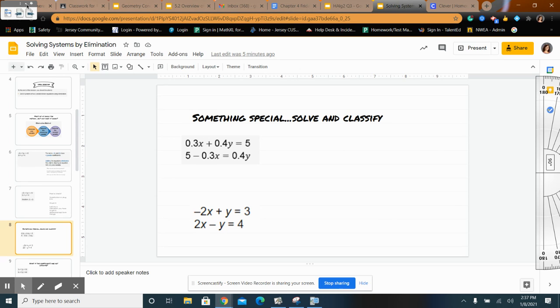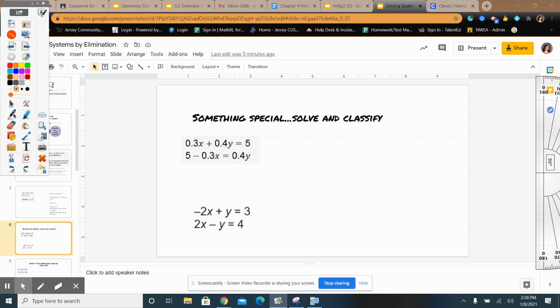Okay, something special. Let's solve and classify these. So what happens here? First of all, nothing is even lined up. In order to do elimination, you have to have everything lined up. I like it in standard form just because that's how it usually is when you do these problems. But this one is not. So we're going to do some rearranging here. I'm going to keep the 0.3x plus 0.4y equals 5. And I'm going to rearrange this so it's a negative 0.3x. I'm going to subtract the 0.4y. And then I'm going to move the 5 to the other side by subtraction, and that will equal -5.